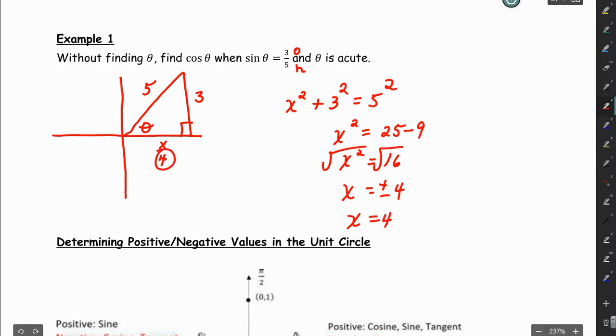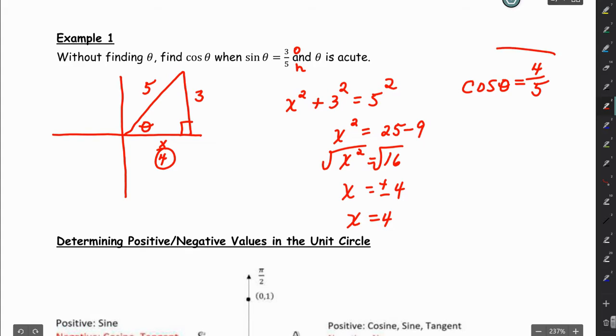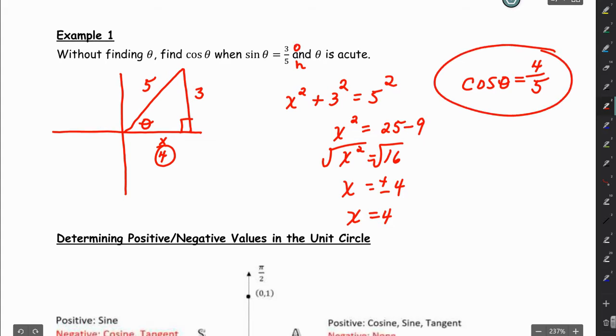And now we just have to find the cosine. So the cosine of theta is equal to the adjacent over the hypotenuse. Adjacent is the side next to theta. So it's going to be 4/5. All right, so pretty easy.